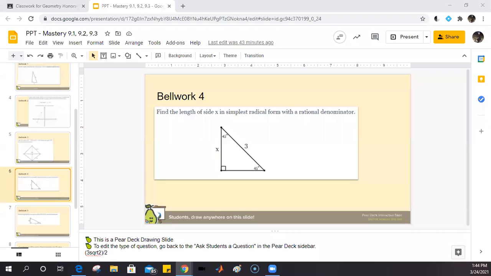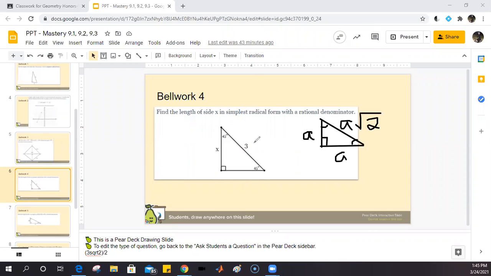centimeters. All right, bell work 4, find the side length of X in simplest radical form with the rational denominator. This is a 45, 45, 90 triangle, and in our 45, 45, 90 triangle model, I'm going to call these A. The side lengths are the same. They're both A, and the hypotenuse is A square root of 2.